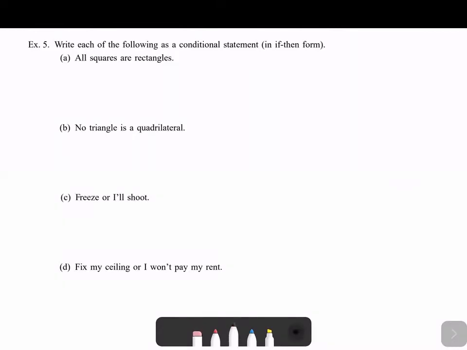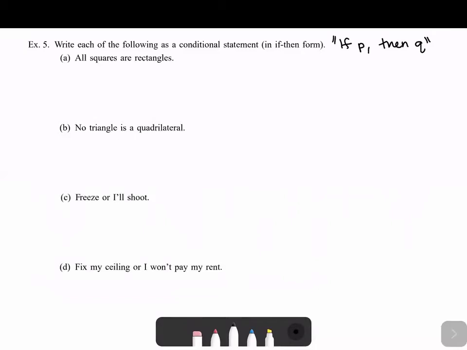Remember that if-then form is if P, then Q. I'm just going to write that down for you. If P, then Q. So in science class, it's if I do this in my experiment, then I predict this will be the outcome. We're going to look at all of these statements and write them in if-then form.